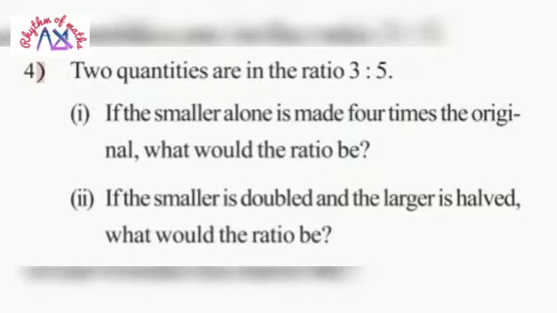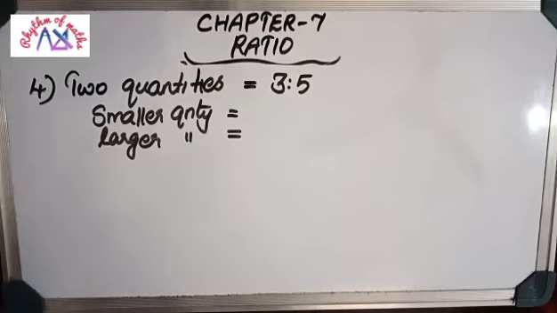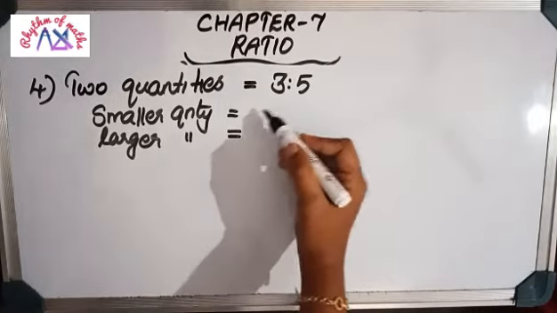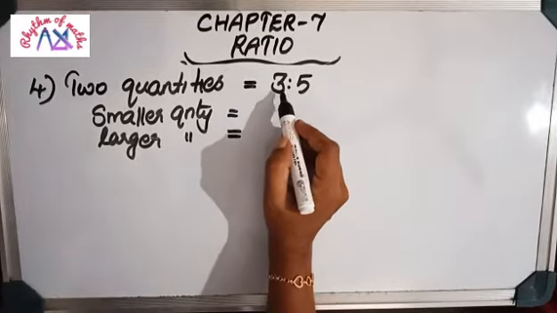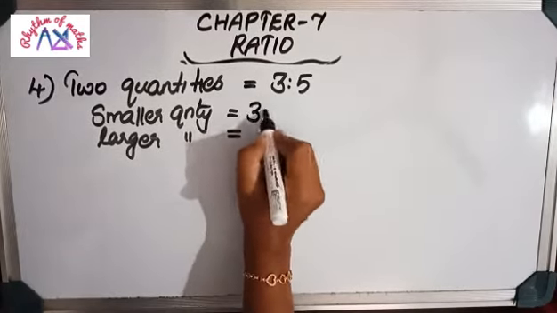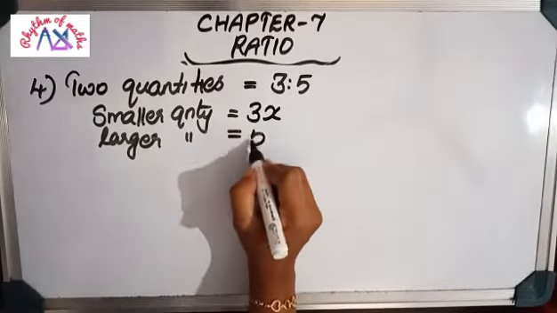Next question. Two quantities are in the ratio 3:5. If the smaller alone is made 4 times the original, what would be the ratio? Second sub question: if the smaller is doubled and the larger is halved, what would the ratio be? Now here in this fourth question, we have two quantities in the ratio 3:5. We don't know which the two quantities are. Anyway, one is the smaller quantity and the next is the larger quantity. So first let's write the smaller quantity according to that ratio: smaller quantity equals 3x and larger quantity equals 5x.